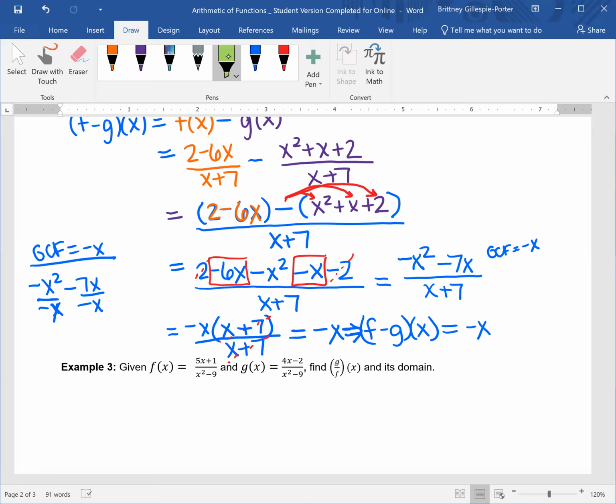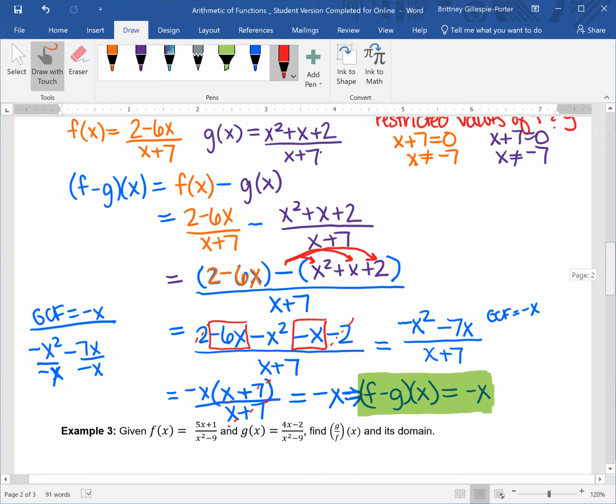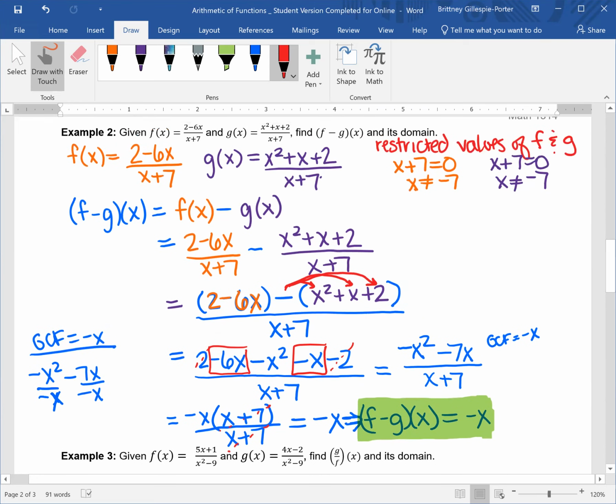Notice if we hadn't found the restricted values at the beginning and we tried to wait until the end, you would tell me that there were no restricted values because we wound up with a polynomial. But that's not the case because we started with two functions that had restrictions. So we have to keep those when we're looking at our domain. So let's go back up. We had a restricted value of negative 7. It just showed up twice. We don't have to write it twice. But we need to use it in our domain of f minus g.